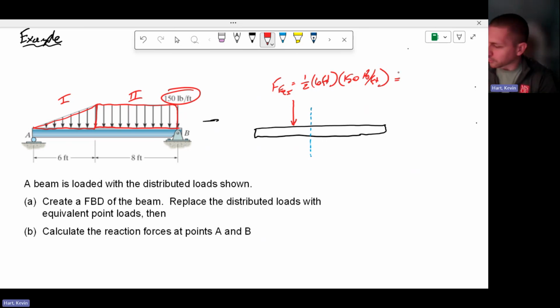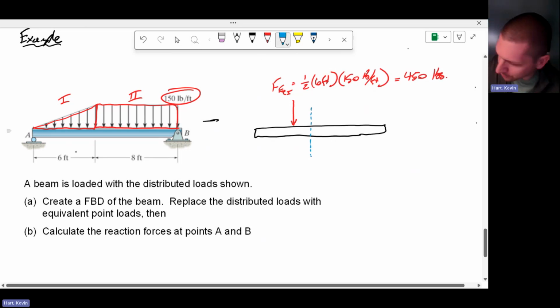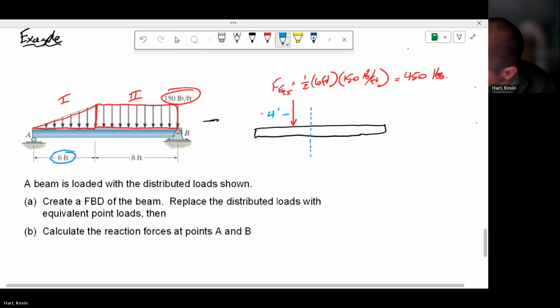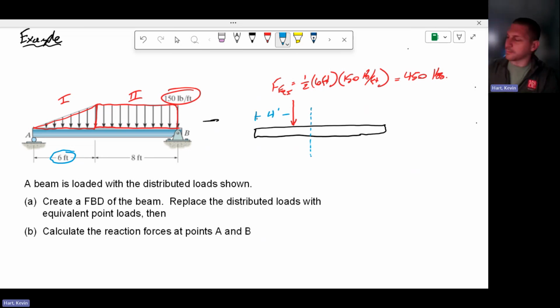Okay, so this is going to give me 450 pounds. And I'm locating this 2/3 of the way from the left-hand side, so this is going to be at 4 feet. Okay, pretty straight ahead. Let's do distribution number 2.